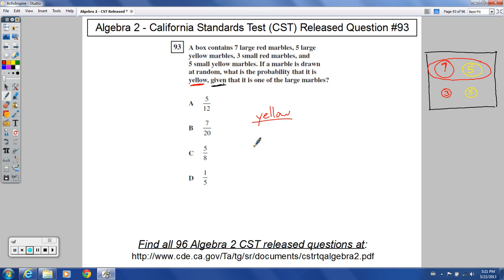So we have yellow over the large marbles. And so how many are yellow, given that it's one of the large marbles? So we're not even looking at these. Those are not in play because, based on the way the question's worded, we have to assume we're only selecting from the large marbles. So we have 12 large marbles to choose from, and of those 5 are yellow. So my final answer for this one, 5 over 12, is not reducible, can't be simplified anymore. 93. Choice A.